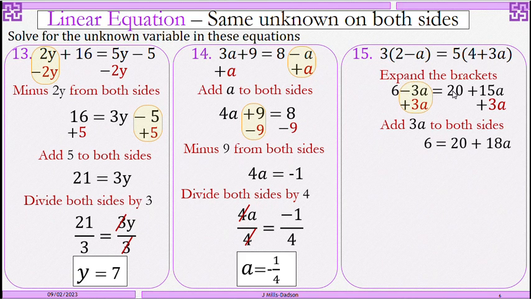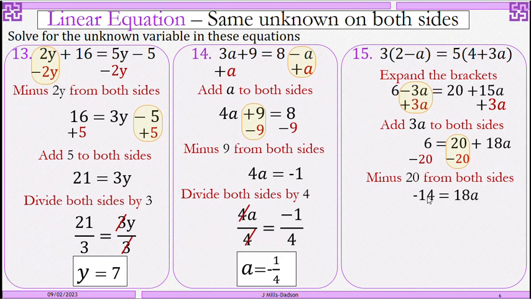You have 6 equals 20 plus 15a plus 3a, which is 18a. Now we need to get rid of positive 20 by subtracting 20 from both sides. You've got to be very careful with the negative numbers. 6 minus 20 is negative 14. And it's equal to 18a because 20 minus 20 is 0.